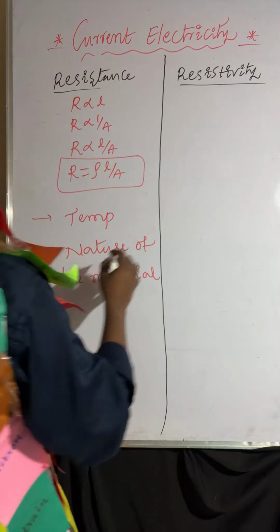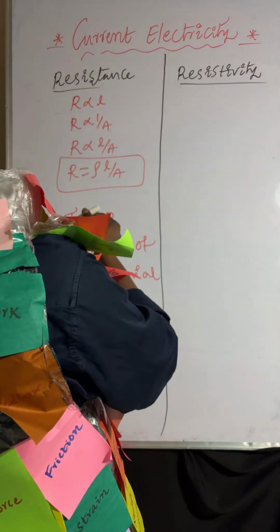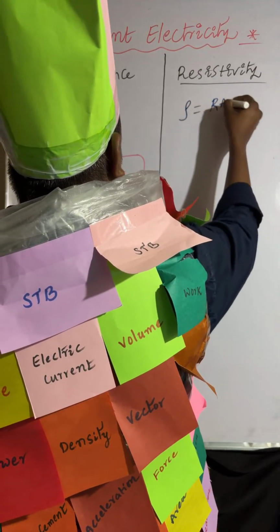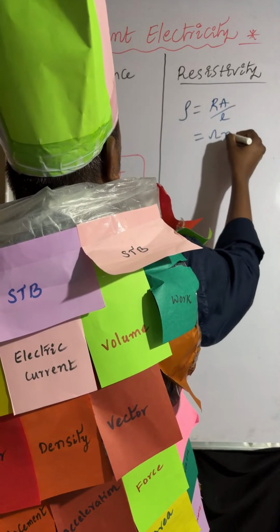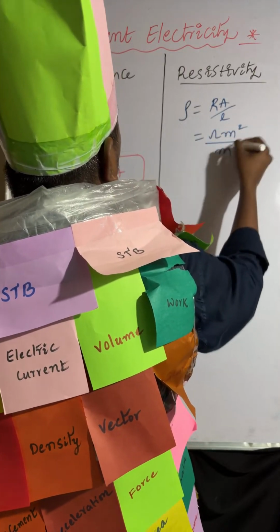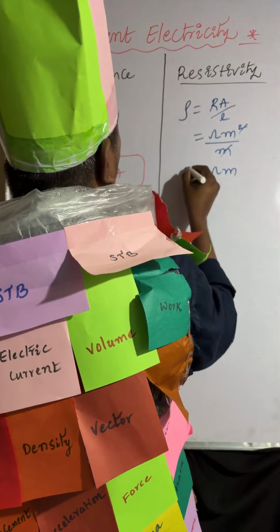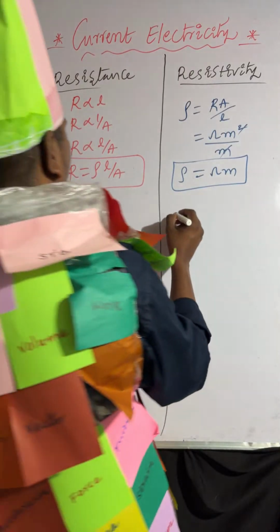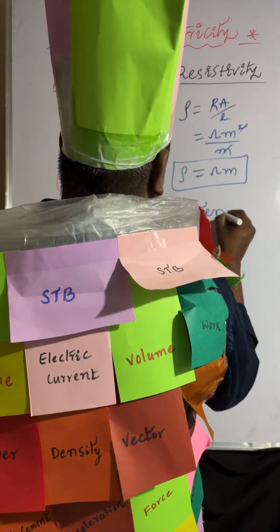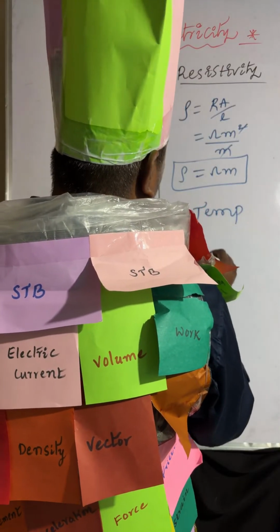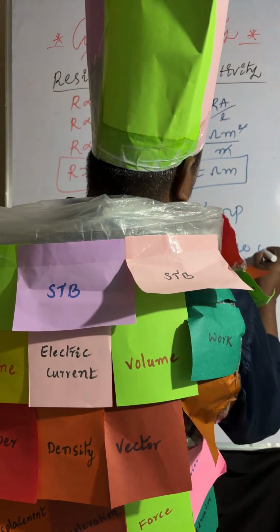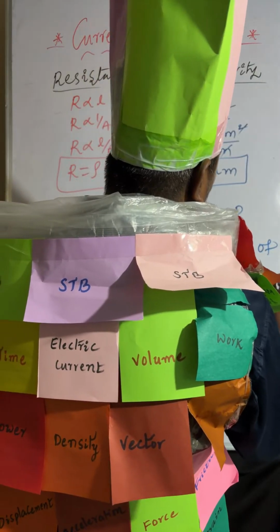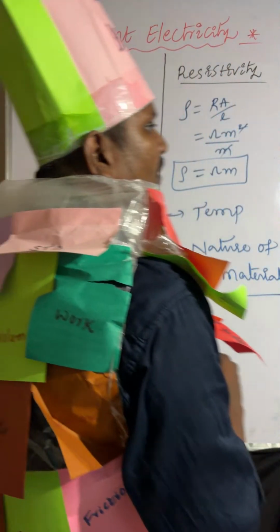Nature of the material. So coming to here, resistivity equal to RA by L. SI unit of resistance is ohm, SI unit of area is meter square, and SI unit of resistivity is ohm meter. Here you can observe resistivity depends on temperature and on the nature of the material. Understood or not?